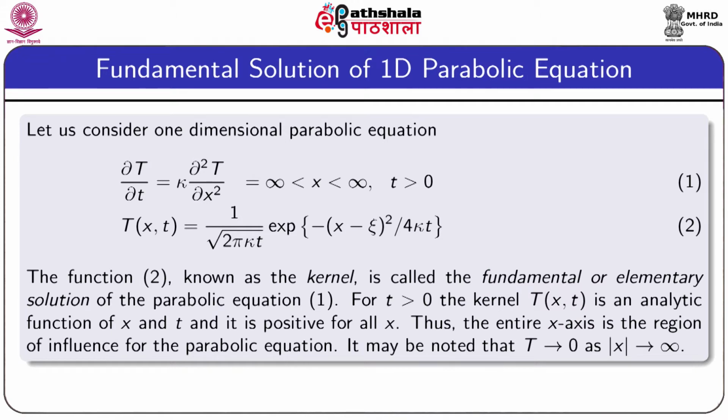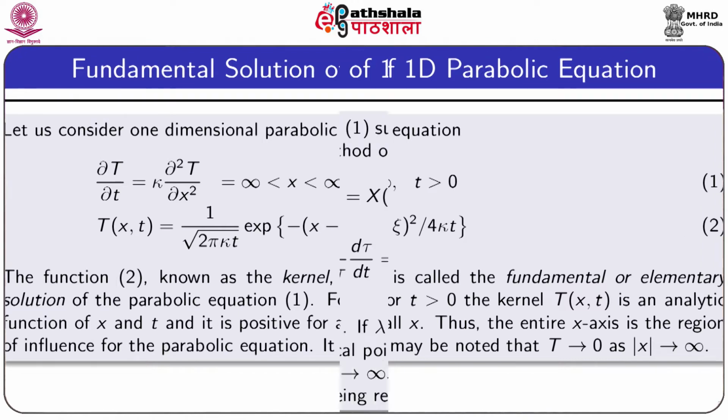If you see the solution, you can observe that T(x,t) is an analytic function of x and t for all t greater than 0, and it is positive for all x. Thus, the entire x axis is the region of influence for this parabolic equation. Also, it is to be noted that this solution tends to 0 as the value of t tends to 0 and as mod x tends to infinity. So, these are the properties of the fundamental solution of equation 1.